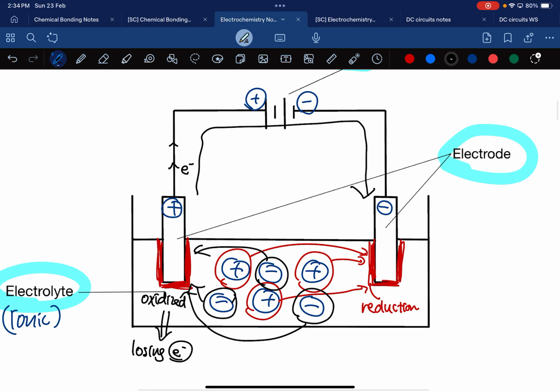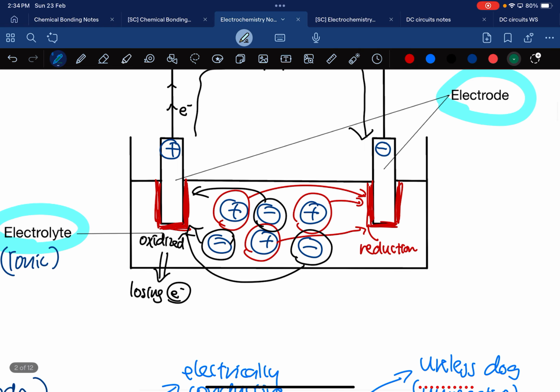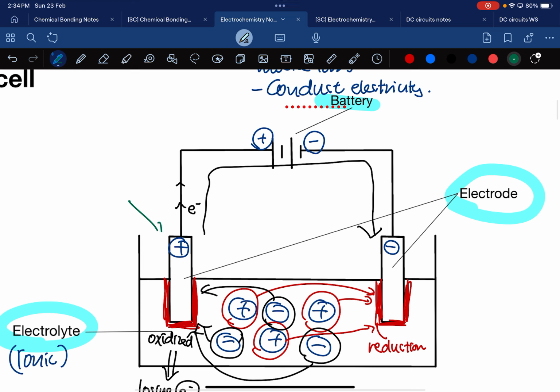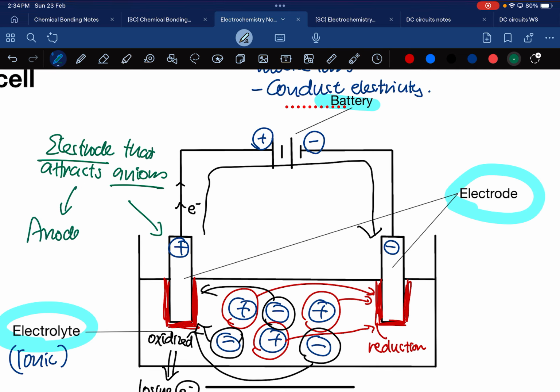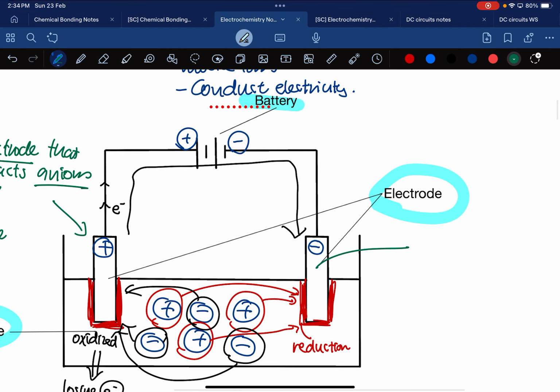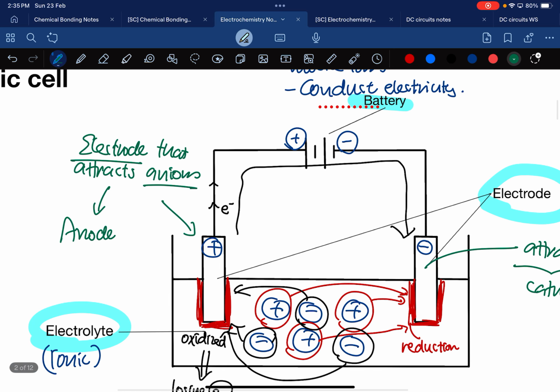Okay, so last but not least, chemists are not very creative. Here I have an electrode that attracts your anions. Correct? An electrode that attracts anions, we call anode. Make sense? Then the electrode over here attracts cations. We call it cathode. Your cathode will be where reduction happens. Your anode is where oxidation happens.